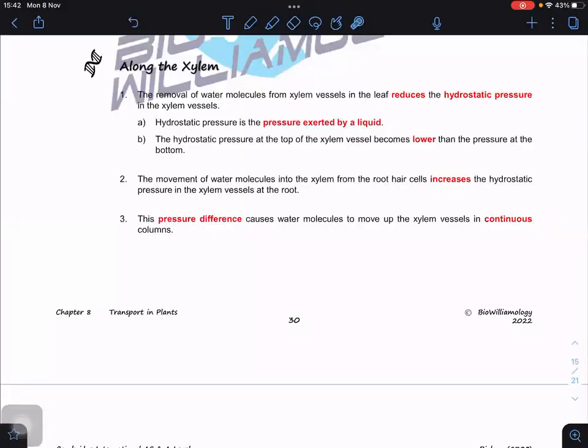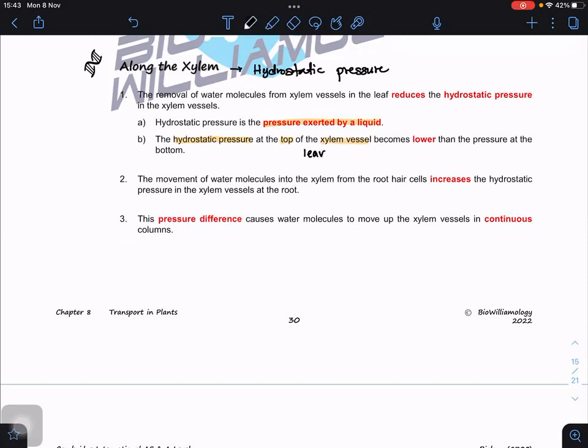Okay, so what actually happens along the xylem? We have to understand that this is mainly because of the hydrostatic pressure. The removal of water molecules from the xylem vessel at the leaf reduces the hydrostatic pressure. So what is hydrostatic pressure? Hydrostatic pressure is the pressure exerted by a liquid.